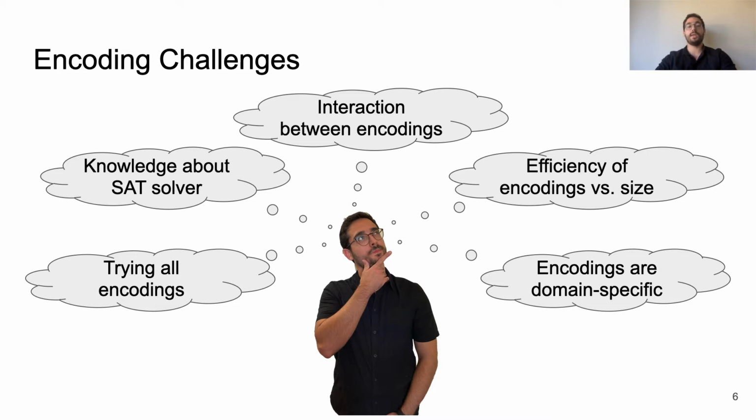For example, there are many different encodings, and trying all of them is labor-intensive and time-consuming. Furthermore, the developers need to have a deep knowledge about details of SAT solvers and how different encodings interact with each other to choose the right encodings for their tools. Also, some encodings might work well for easy problems. However, when the formula grows, those encodings may not have good performance. Moreover, encodings are domain specific, and one encoding can be the best in one domain, but it may perform poorly in other domains.